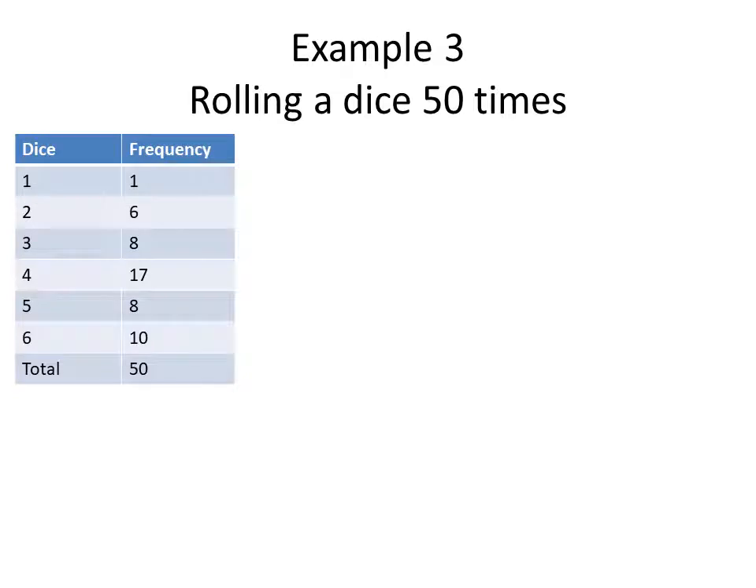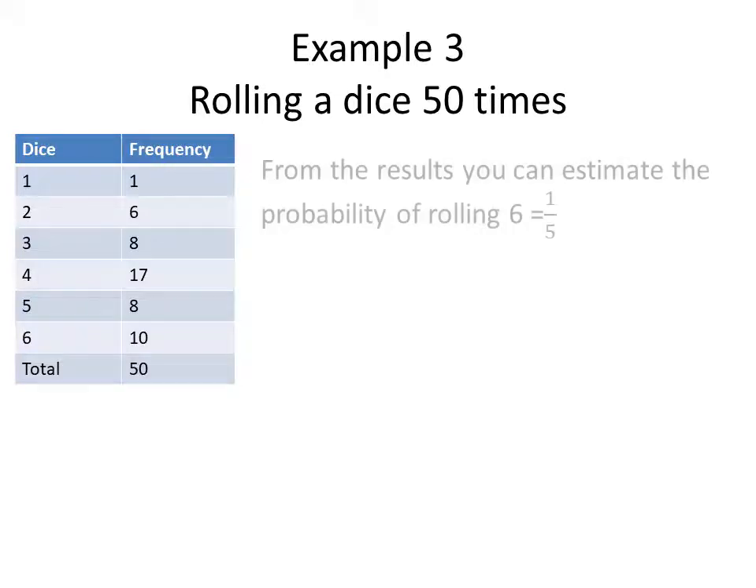Example 3, rolling a dice 50 times. The table here shows the outcomes of the dice, which are 1, 2, 3, 4, 5, and 6, and their frequencies. The total number of times was 50. From the table, we can estimate the probability of getting a 6, which is 1 out of 5. How? 10 out of 50 simplified will be equal to 1 out of 5.